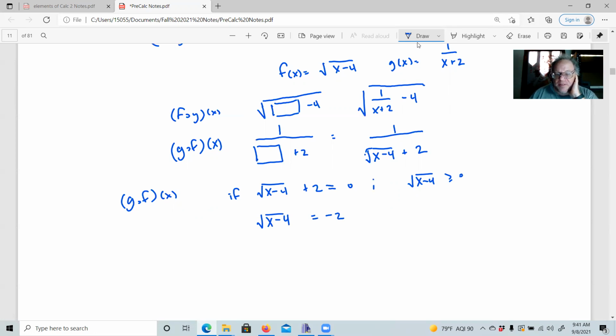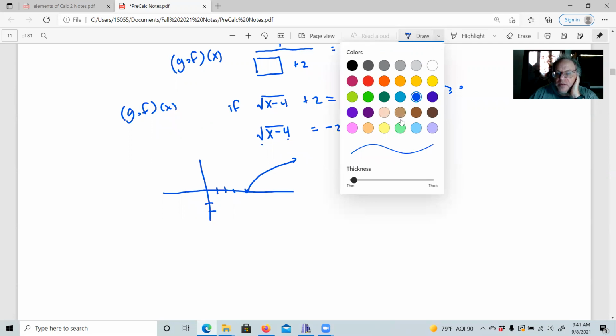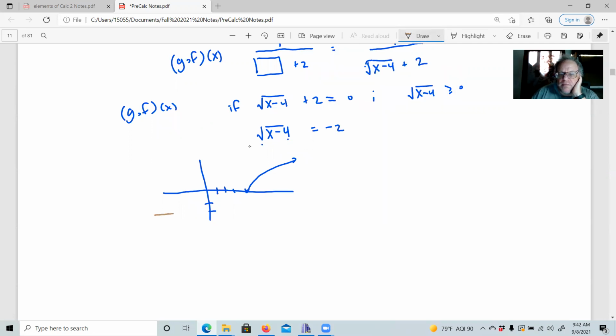And what does the graph of the square root of x minus 4 look like? So we're going back to college algebra, right? This is 1, 2, 3, 4. It's the square root function shifted 4 units to the right. So it looks like this. Here is the line y equals negative 2. Do these two functions ever intersect? No, they don't. So that's never going to happen. Never have to worry about this case.